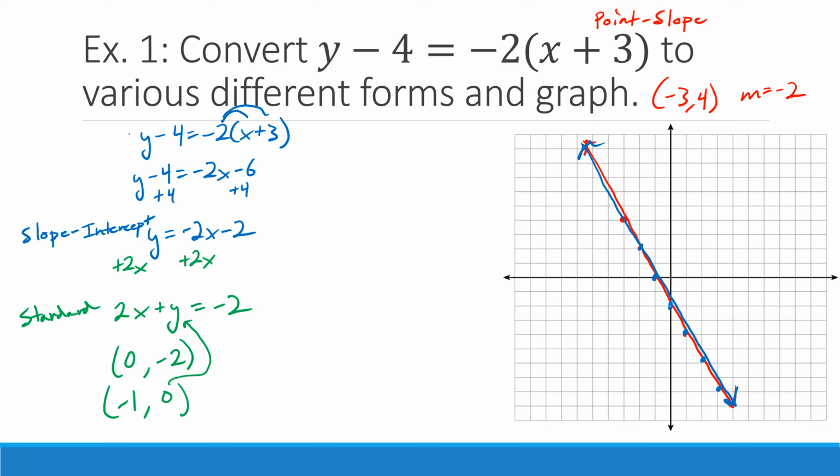Let's look. Over 0 down 2, that's right there. Over -1 up 0, that's right there. And would you look at that? It's the exact same line. Very, very cool. So each of these forms tells us different things.